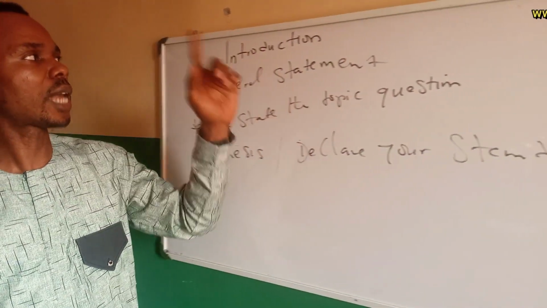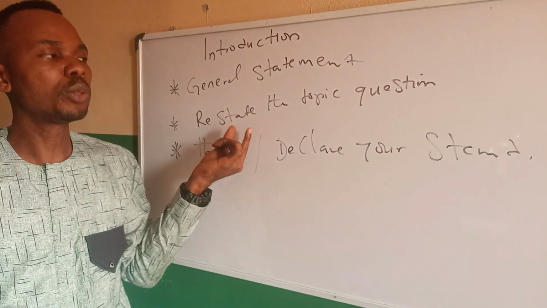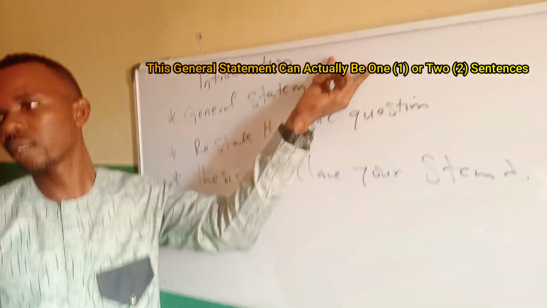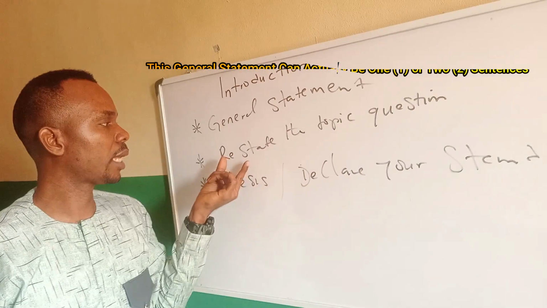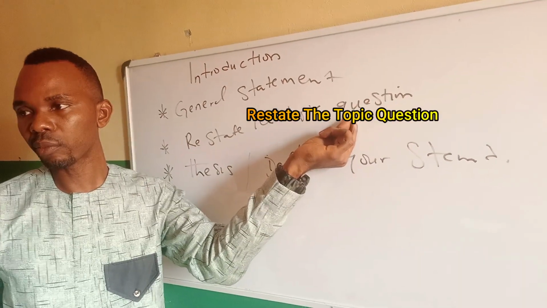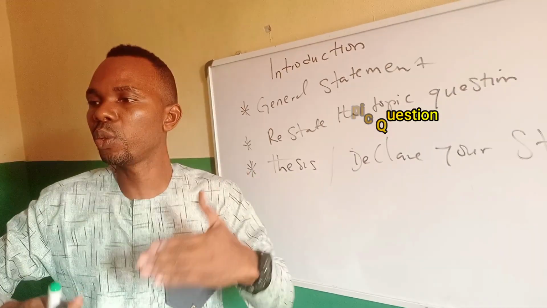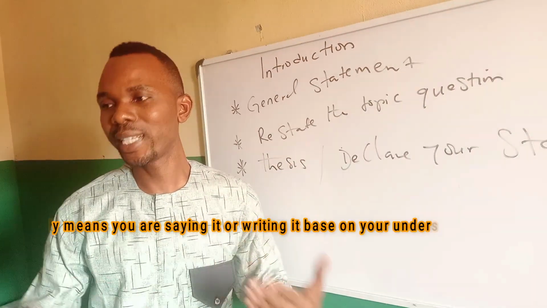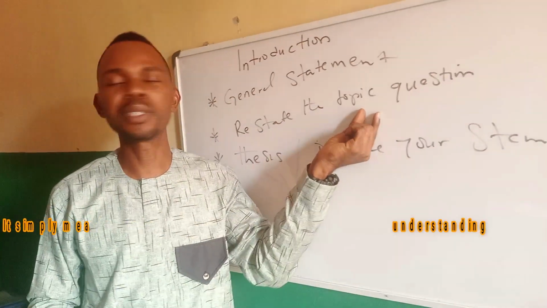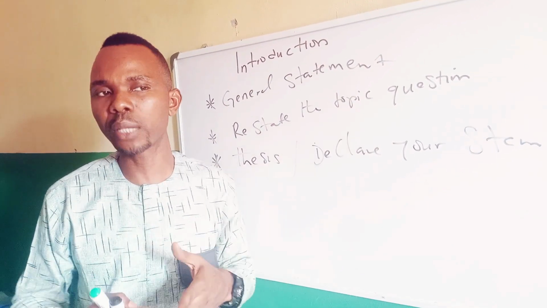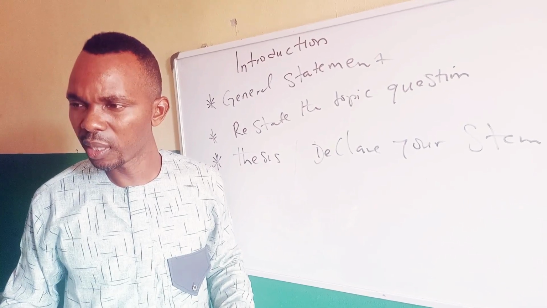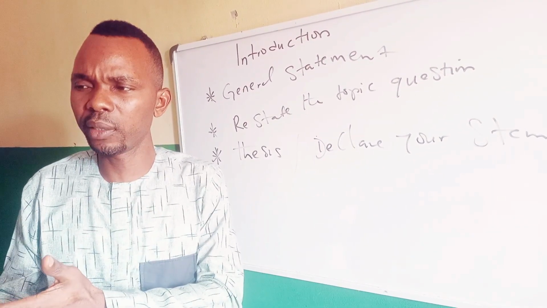So the second thing you should do in your introduction: the general statement can be 1 or 2 sentences. Then, when you are done, the next sentence is to restate the topic question. Restating the topic question means you are writing it based on your understanding. Why that is very important for the examiner is that it helps the examiner to understand that you understand the question.